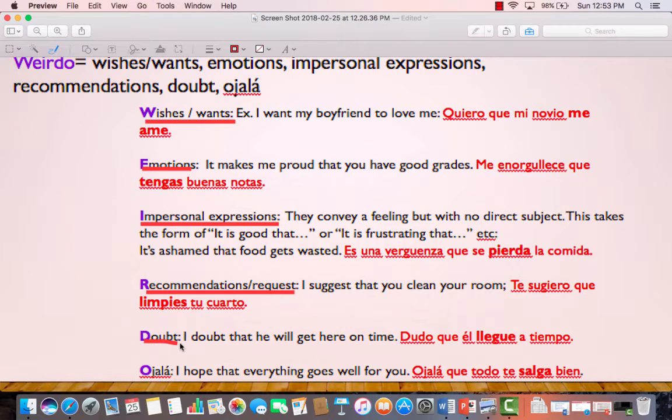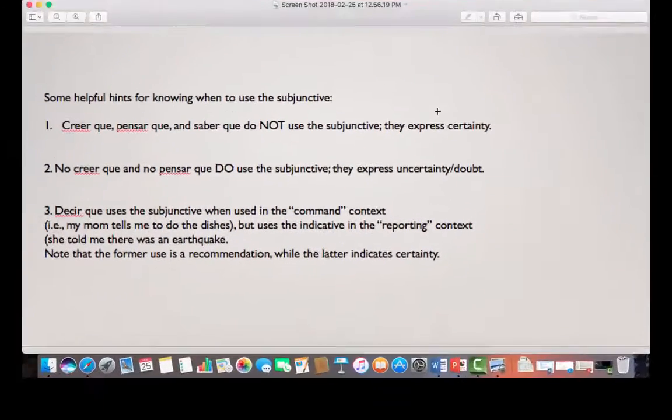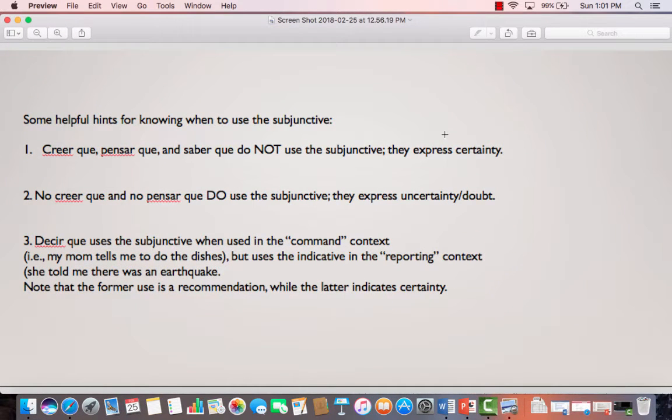For doubt, dudo que él llegue a tiempo. And for strong wishful thinking, using the word ojalá. Ojalá que todo te salga bien. WEIRDO. More hints of when to use the subjunctive.